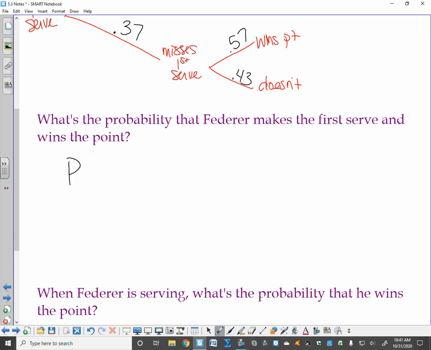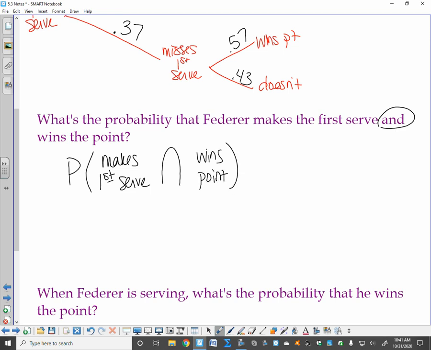So here we go. Now I have not defined events, so I'm just going to use words. Probability that he makes first serve, and there's that word, and, so I'm going to be fancy pants and use my intersection, and wins point. Okay, that is key right there. Like on an FRQ, that'll get you 1 point right there. You're taking the English and you're translating it into statistical lingo.